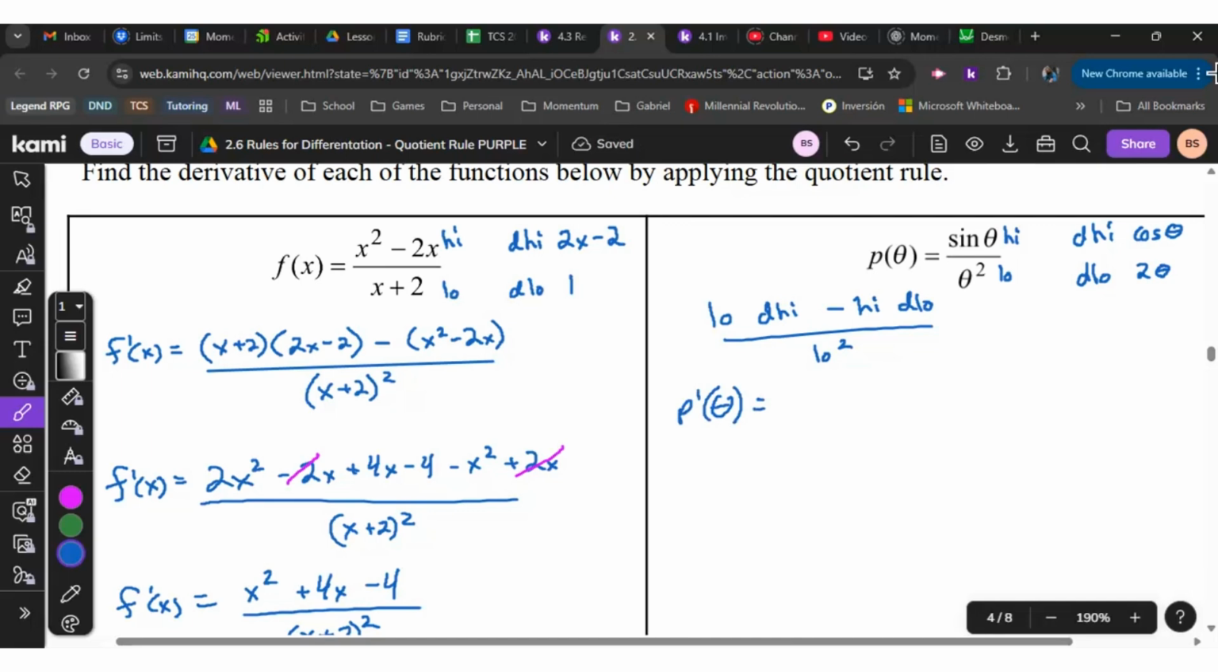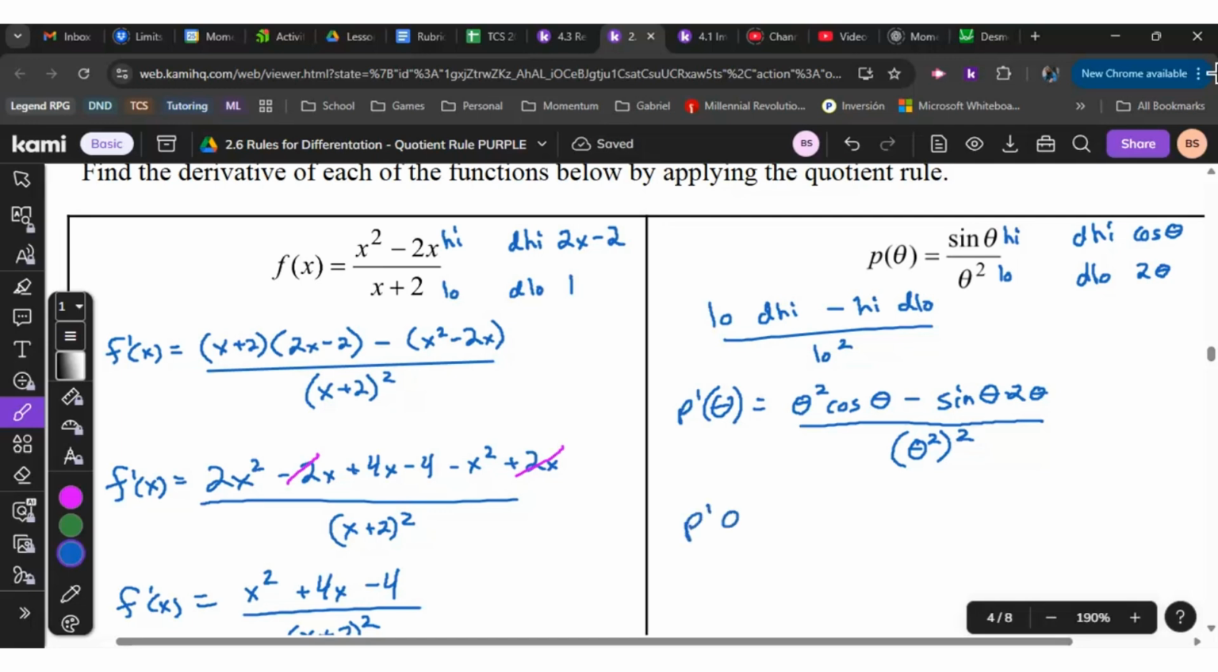So low is just theta squared. D high is cos theta, minus high sine theta. D low, 2 theta, all over low theta squared squared. And the only thing I can really do there is simplify this, pull out the one common factor.